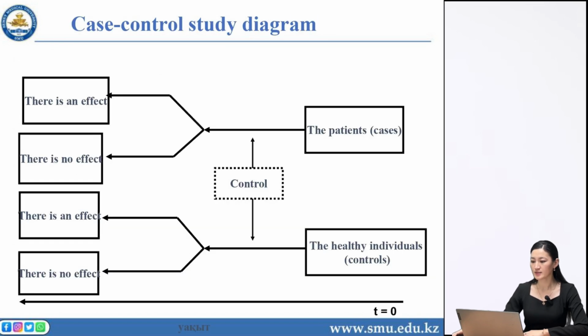Here you can see a scheme of case control study. First of all, you can see here time going to the past side. First we will create two groups, case and control groups. In the case group, there are patients. In the control group, healthy people. And from past time, we will find risk factors, for example, smoking. We will ask the patients, did you smoke before?